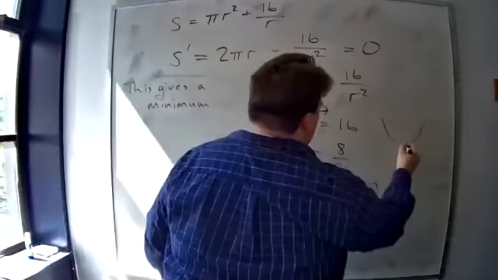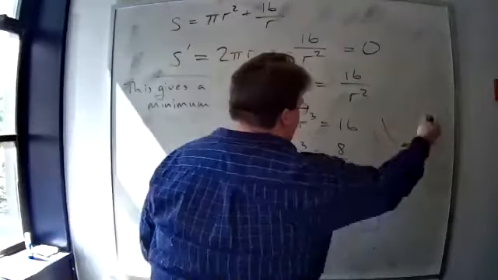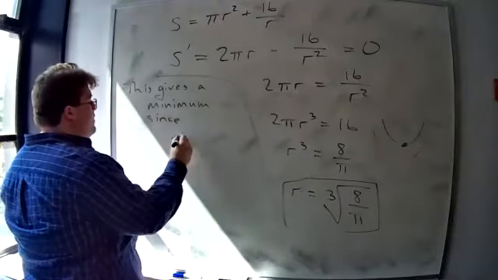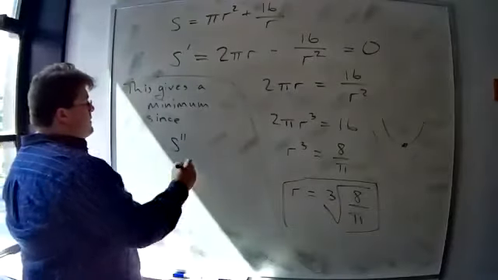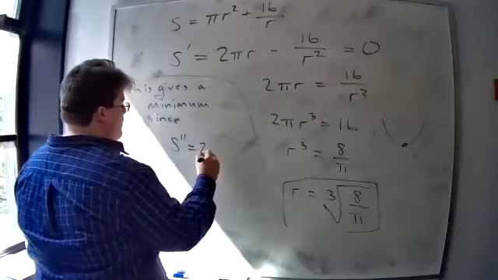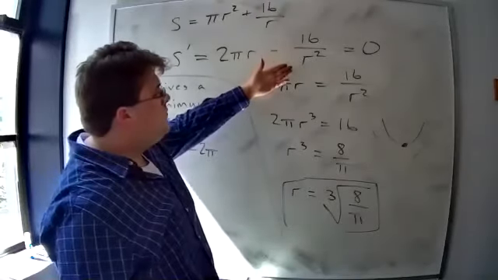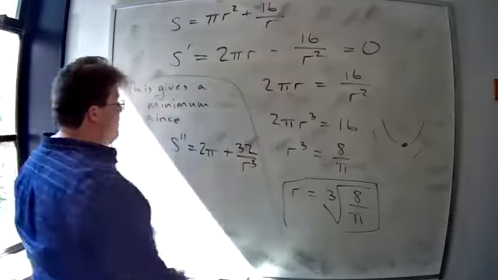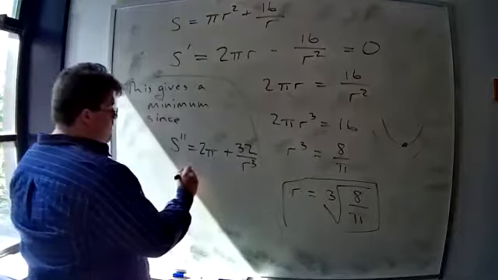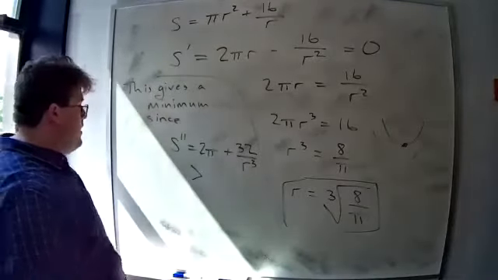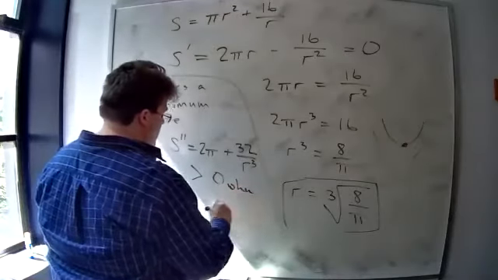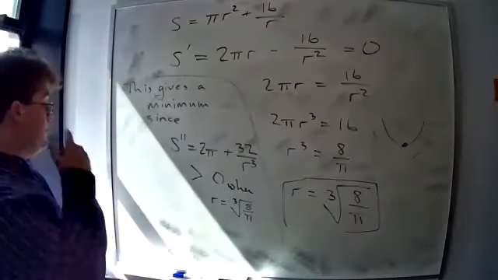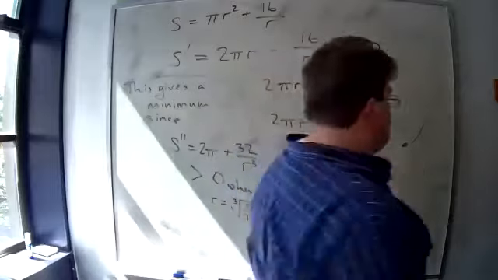Well, when will it give a minimum? You could do a decreasing, increasing argument. I'll use a concavity argument. The second derivative, we need it to be positive at that r value. What's the second derivative? 2 pi, and the derivative of r to the negative 2 is negative 2r to the negative 3. So I'll just say here, avoiding the glare, this is positive when r equals the cube root of 8 over pi. Since it's positive, that'll give a minimum.